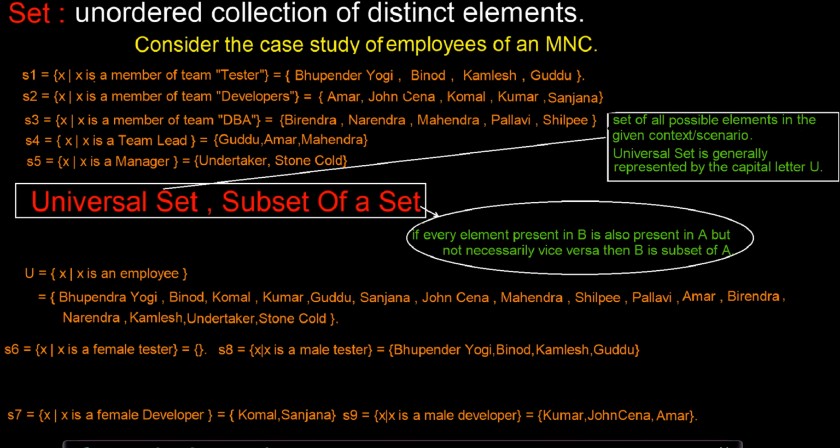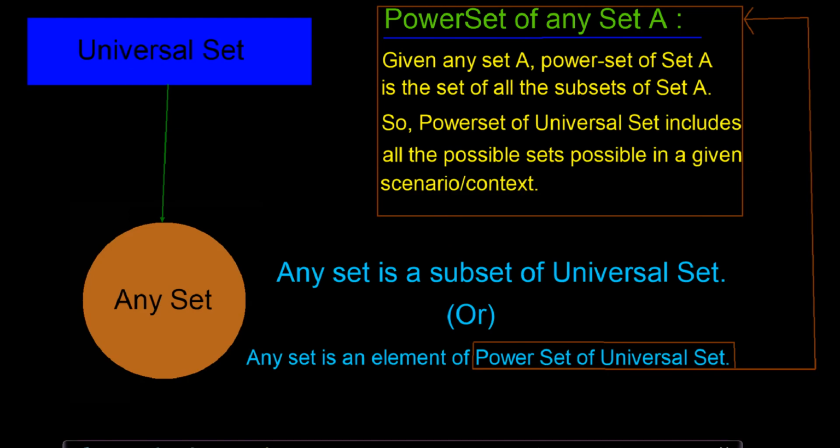What is a set? A set is an unordered collection. First point: an unordered collection of distinct elements. So there are two keywords here, one is unordered and the other is distinct. What is meant by unordered? What do I mean when I say unordered?